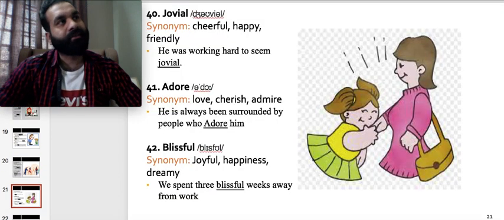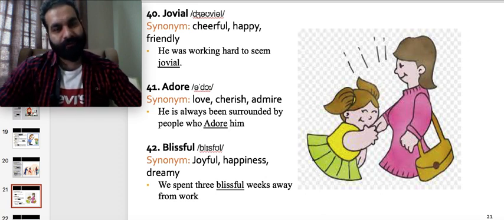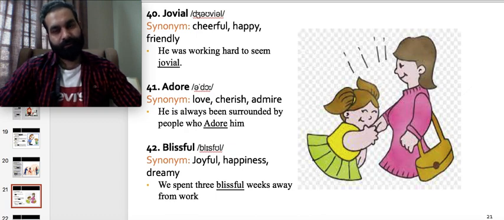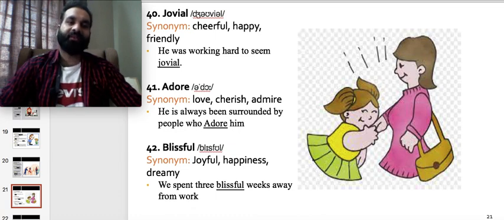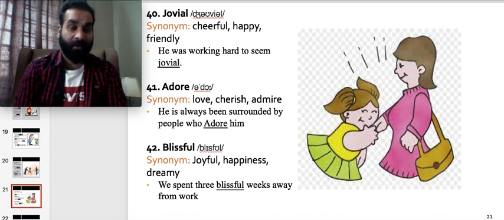And the next word is jovial. The word is jovial, meaning cheerful, happy, friendly. He was working hard to seem jovial. By the way, the jovials don't have to work hard. They are jovials.